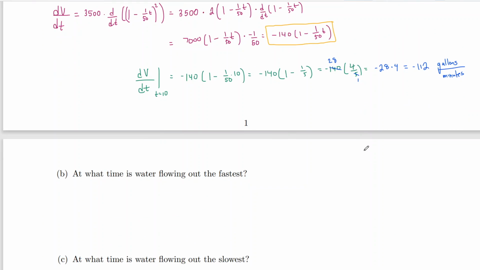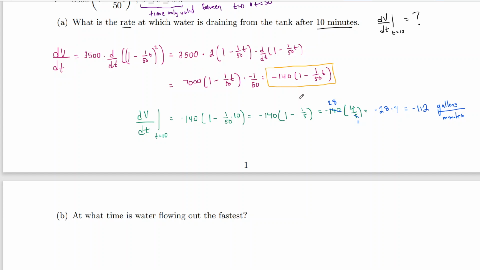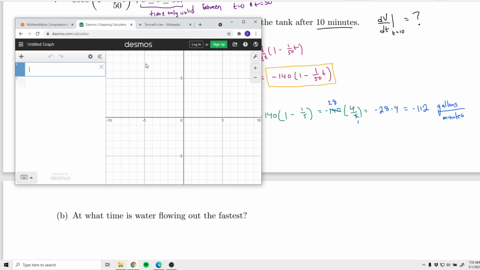All right. Now, parts B and C are related to asking about the derivative, but where the derivative is biggest and smallest. And this is really where, if you look at the graph of the derivative, it helps a lot. It would also make sense when you see the answers as well. So this is something that you don't necessarily use the formula for. You don't do it as far as plugging in. But let me go ahead and graph the derivative. It's what I have in the box here, y equals negative 140 times 1 minus 1 over 50t.